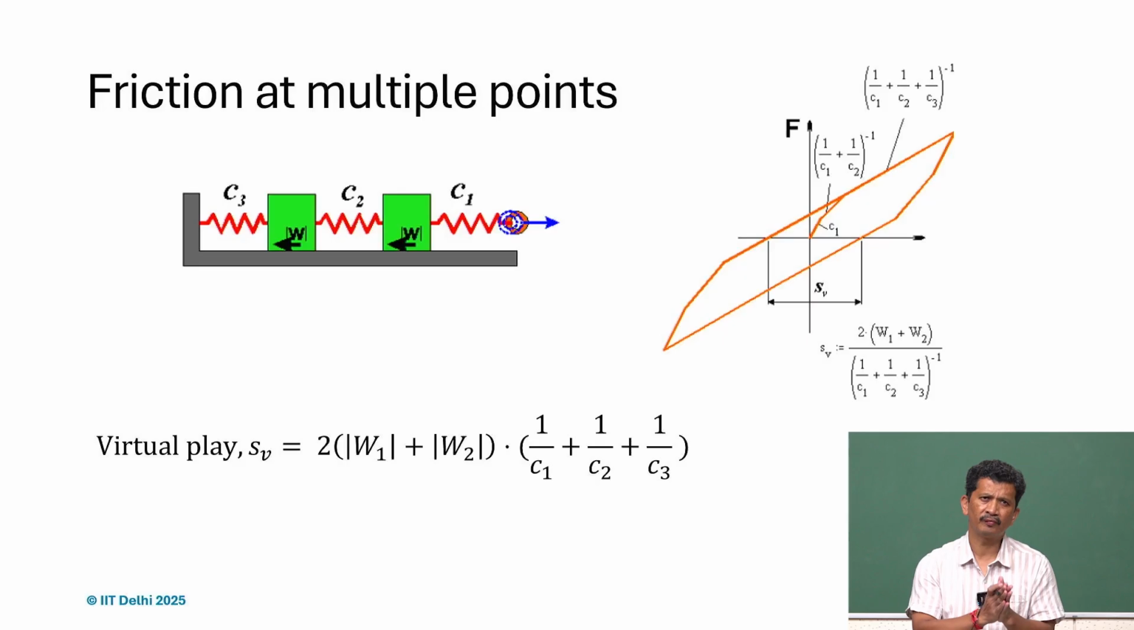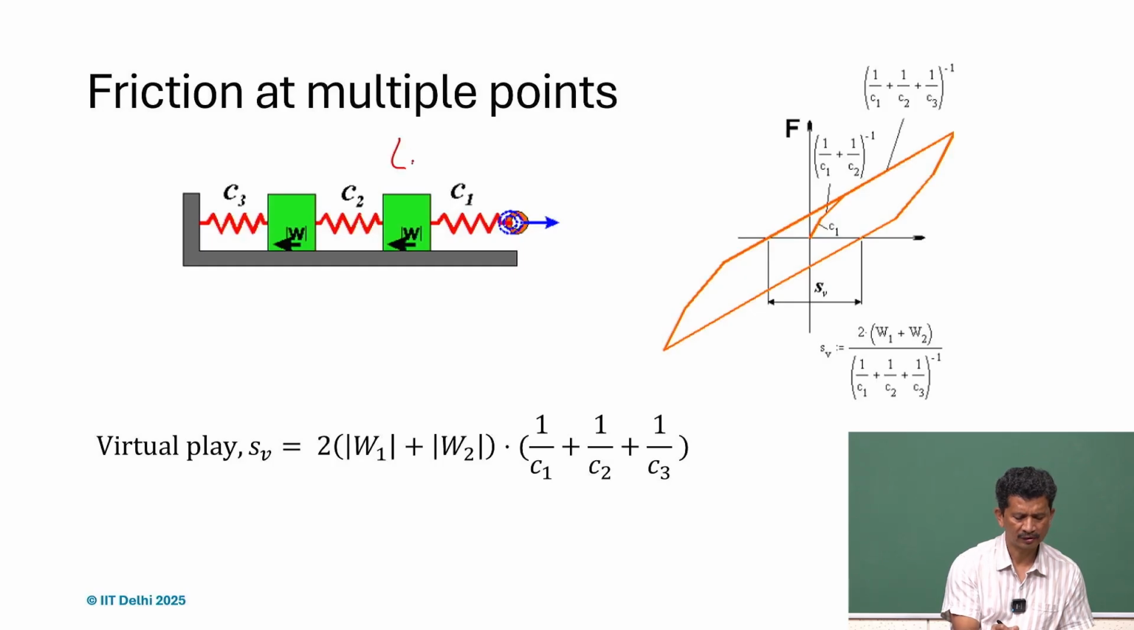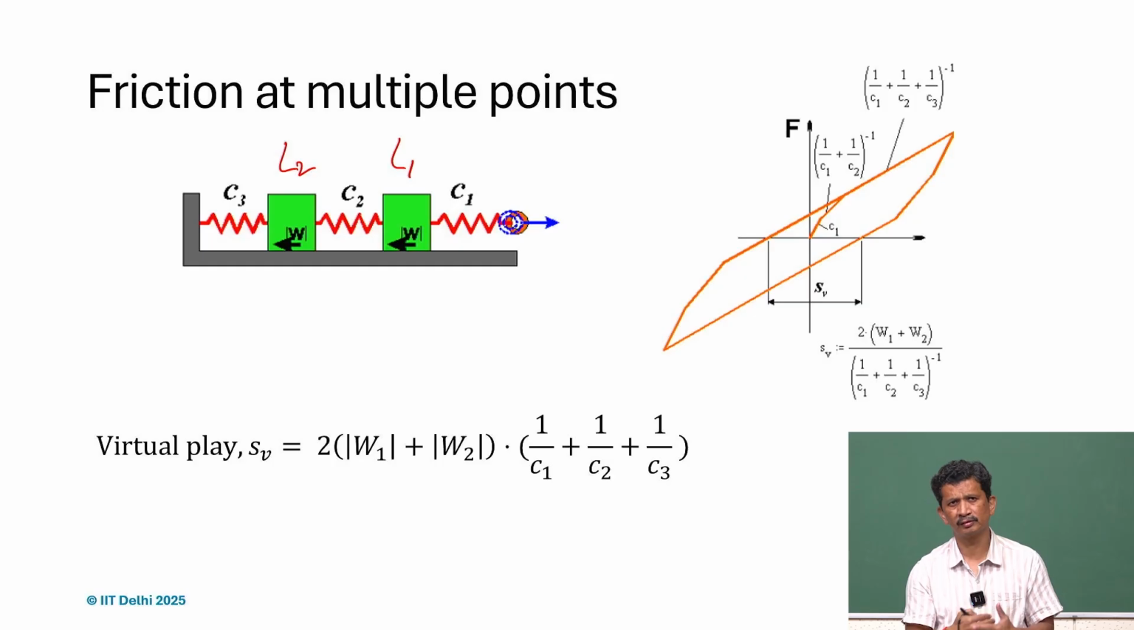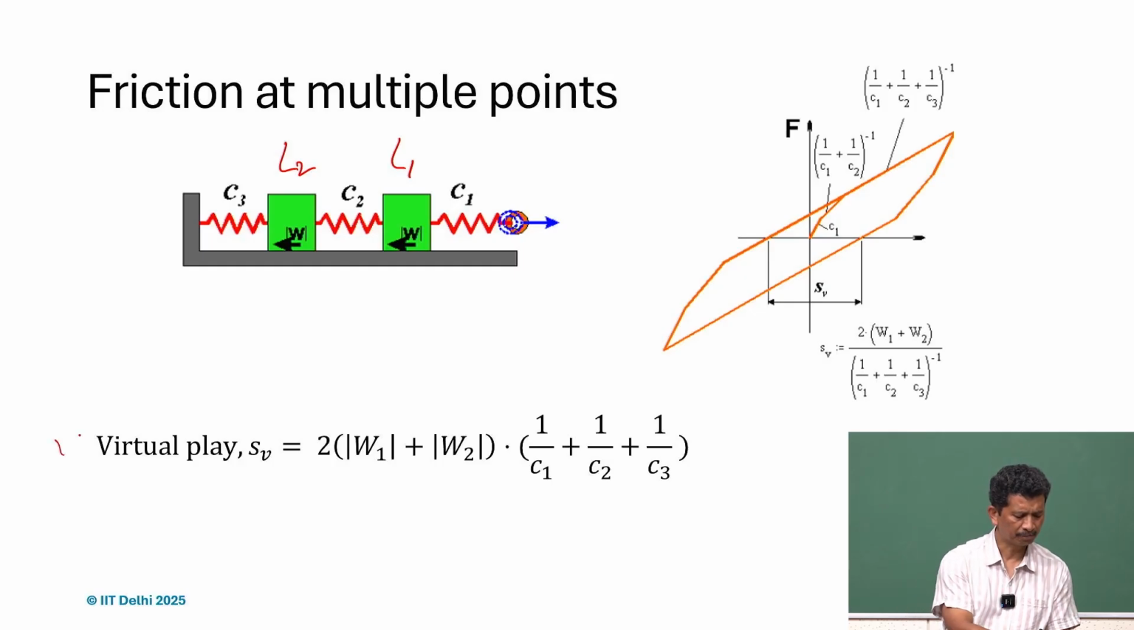So what happens if there are many components? It can be just C1, C2, C3 as springs, but they also represent links with the stiffness C1, C2 and C3, and we can call them L1 and L2. They are different bodies which have a physical contact or sliding friction with the frame. And if that is the case, two bodies and three springs, what will happen? What will be the play?